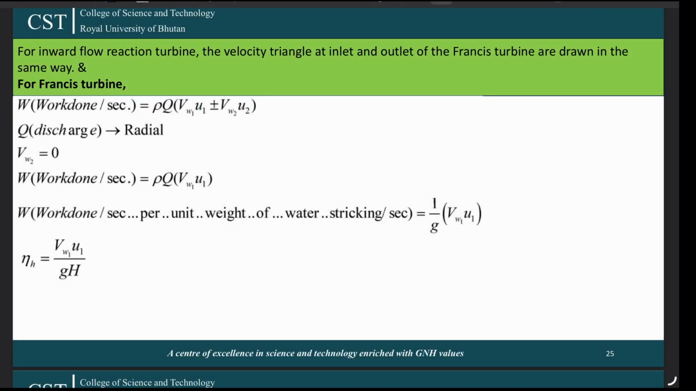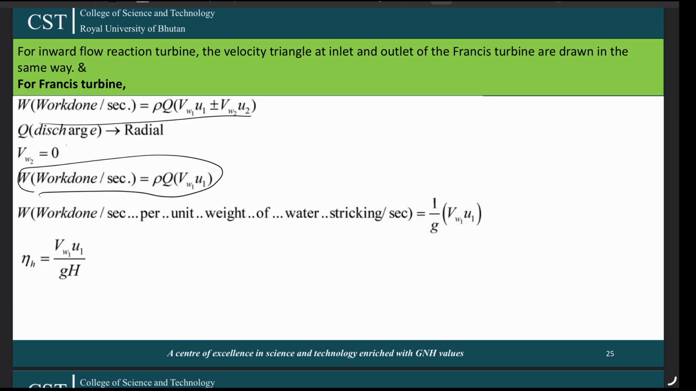So in the earlier case, when we solved the question, I directly used this formula. Actually, it was derived from this work done per second. They have taken the discharge in the radial direction where the whirl velocity will be taken as 0, and that's how we got this work done per second formula, as shown here.